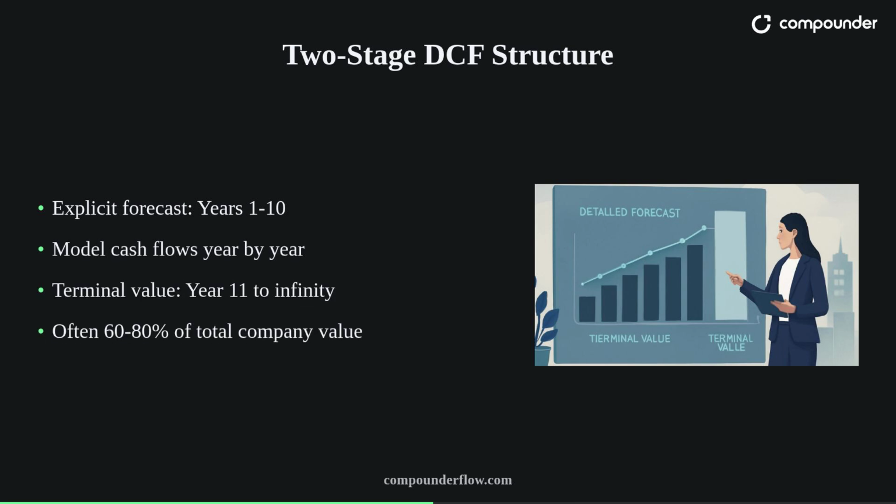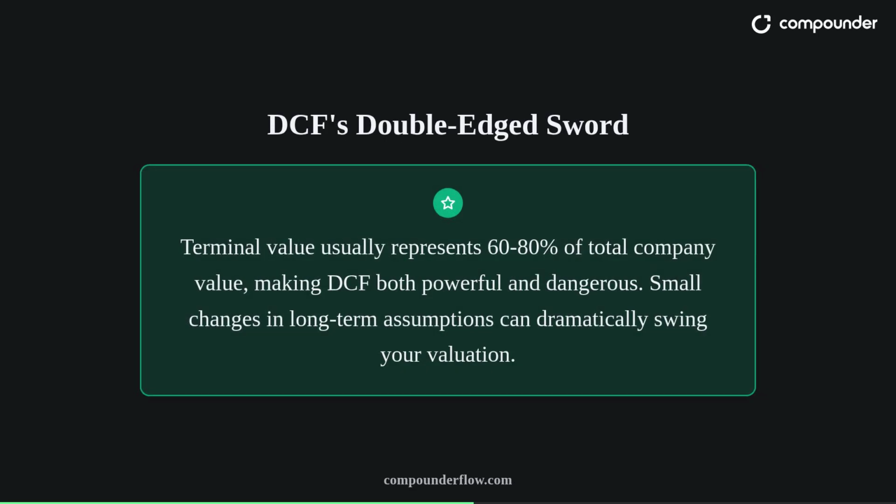Most DCF models split this into two parts: explicit forecast years and terminal value. The explicit forecast covers maybe 5 to 10 years, where we model cash flows year by year. Beyond that, we estimate a terminal value representing all cash flows from year 11 to infinity. The terminal value usually represents a huge chunk of total company value, often 60 to 80%. This makes DCF analysis both powerful and dangerous. Small changes in long-term assumptions can dramatically swing your valuation.